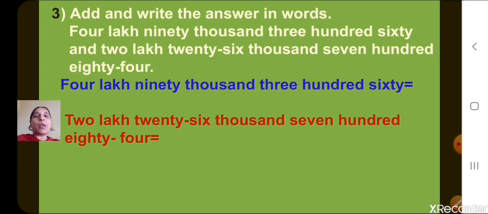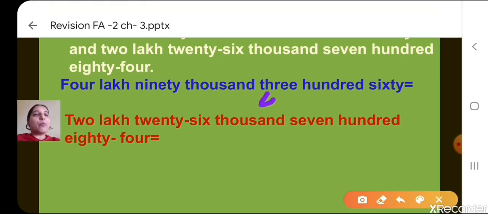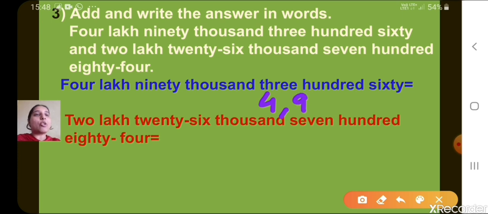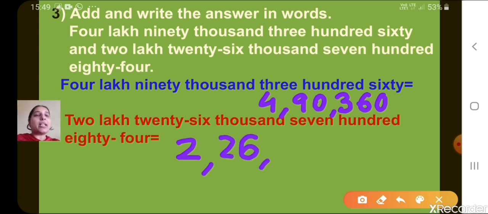So first let's convert the first number which has been given here, 4,90,000. So how will we write it? It will be 4,90,360. In this way we will write this number in numerals. Now let's write the second number in numerals as well. So the second number is 784.